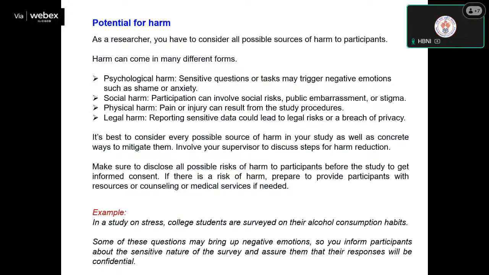Next. So here I have given a little more explanation about the potential harm. As a researcher, you have to consider all possible sources of harm to the participants.